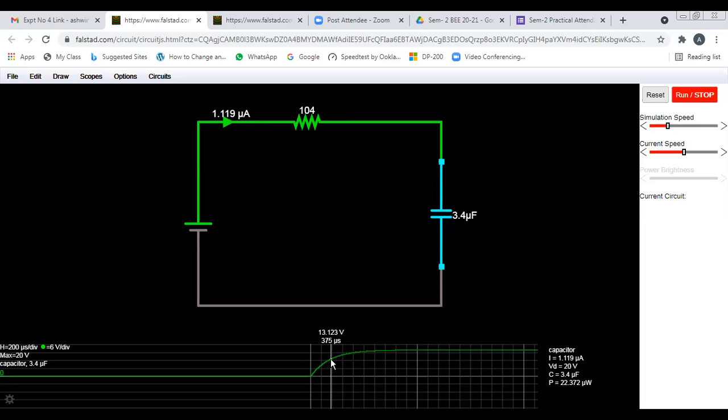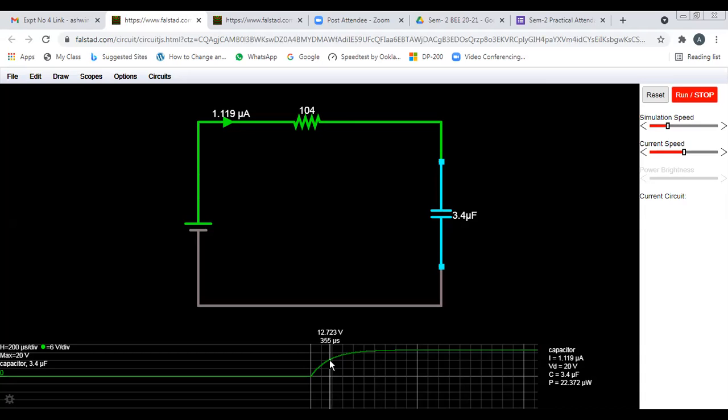Now I'll put the cursor at 353 approximately. You can try later also for more accurate readings. You have to change the X-axis scale. Now look at the diagram below the circuit, where I put the cursor somewhere on the graph. Its position, the time, is displayed, and at that time the value of voltage across capacitor is also displayed. So what is the time? 355. Correct, 355 microsecond.